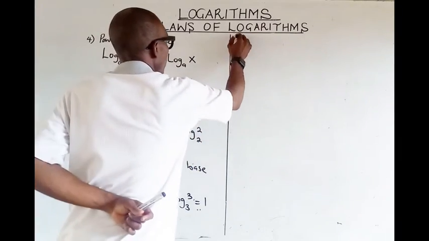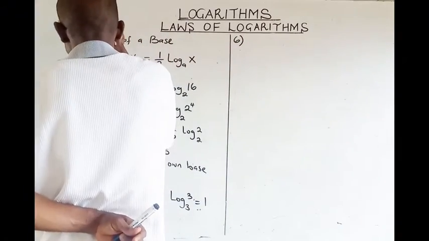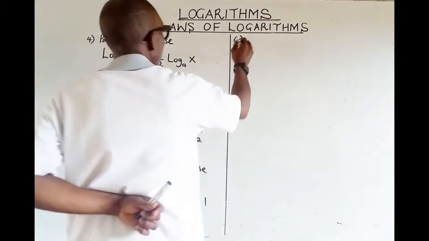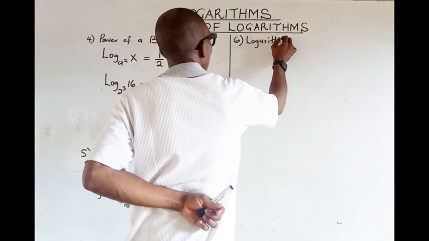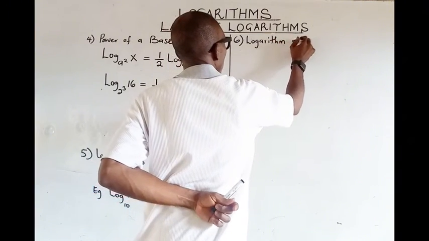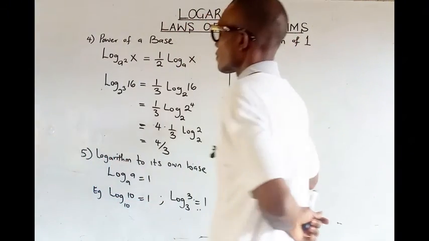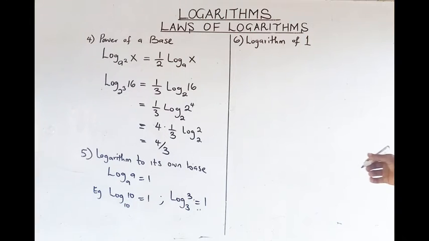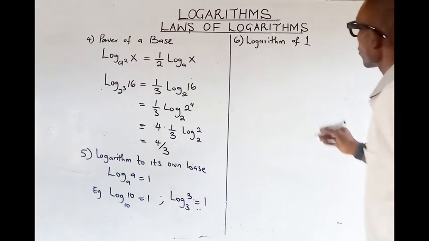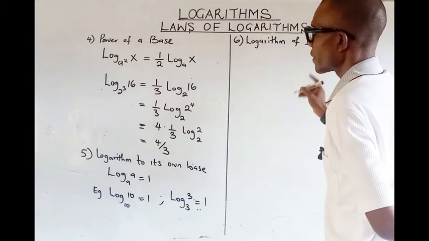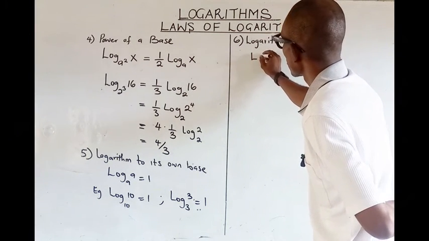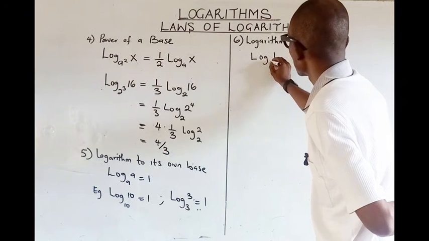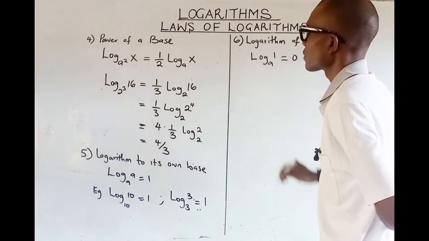We have the 6th law. The 6th law is logarithm of 1. The log of 1 to any base is 0. That is, log 1 base a is equal to 0.